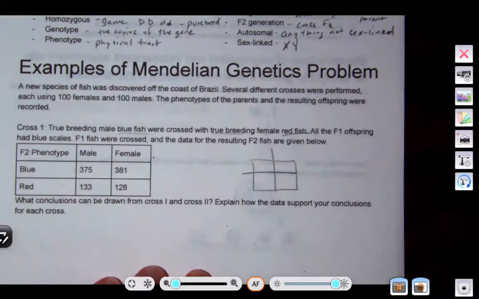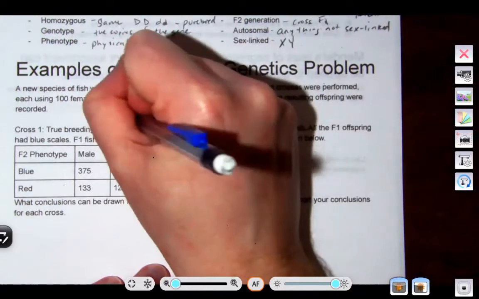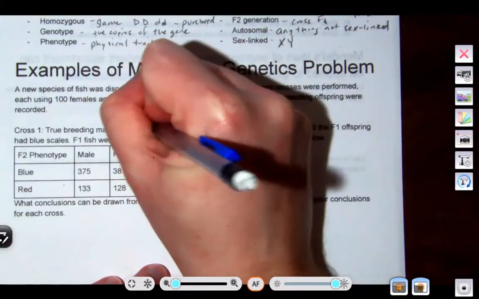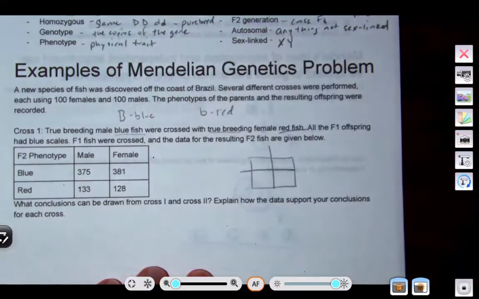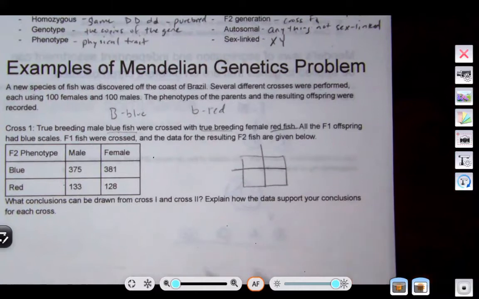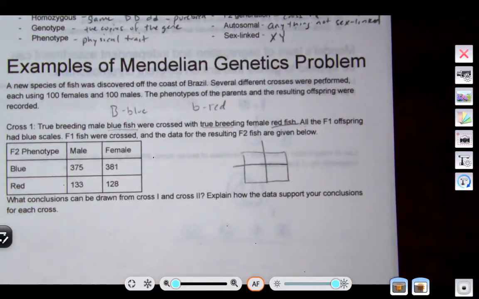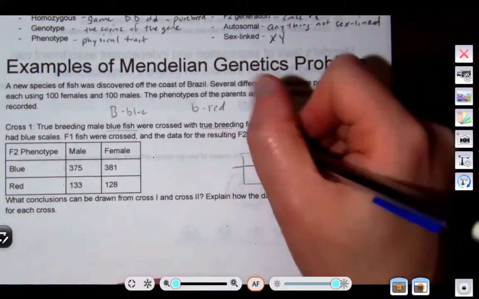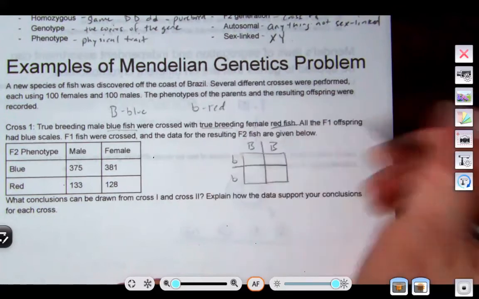So what we want to do is set up a basic Punnett square. I'm going to pick a letter. I'm going to use big B for blue and little b for red. I'm not sure if this is going to be dominant or recessive yet. I have to play it out with the problem. But looking at the numbers, there's a lot more blue than red, which would suggest that probably blue is dominant. So I had a true breeding blue, which is big B, big B, and a true breeding red, which is little b, little b.